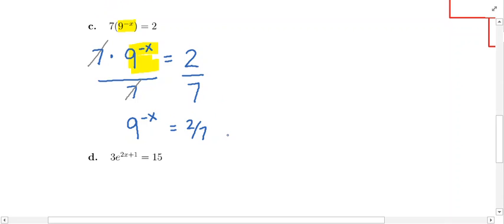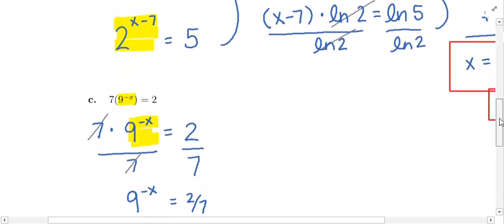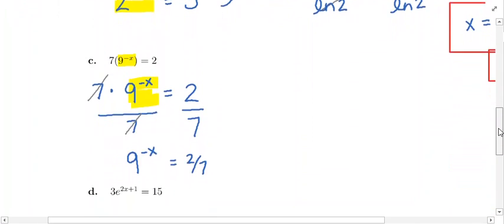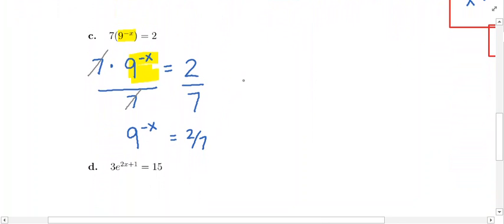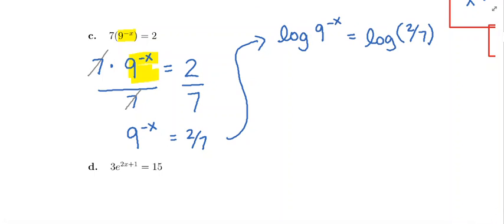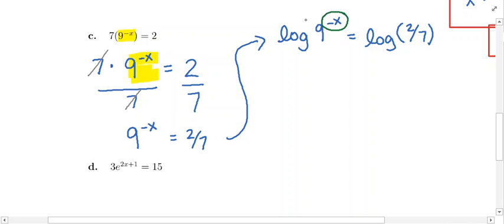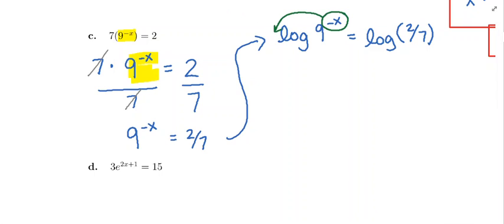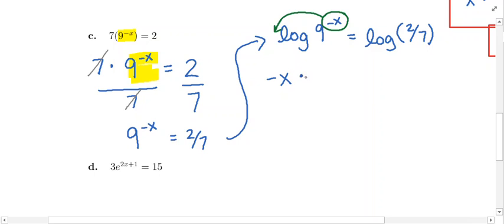All right, so this is where we leave off. 9 to the negative x is equal to 2/7, and I need to go ahead and take the logarithm of both sides. I used natural log last time, so I'll go ahead and use log this time. Again, it doesn't matter which one you use as long as you're consistent throughout the problem. So we're going to get the log of 9 to the negative x is equal to the log of 2/7. On the left side, we have the logarithm of something to a power, so the entire power is going to come down.